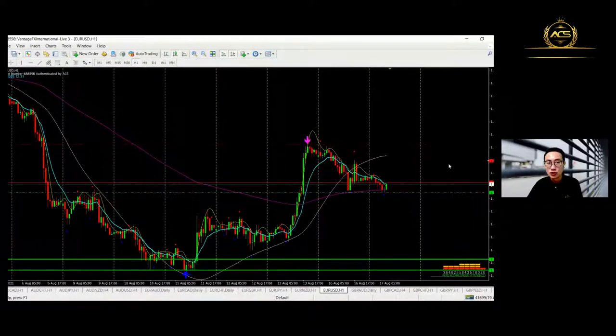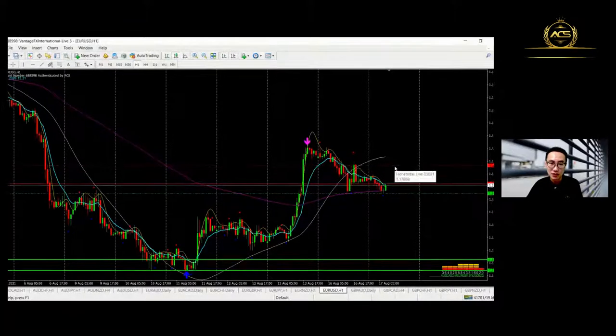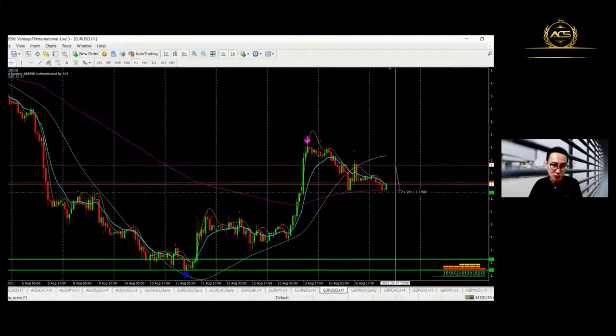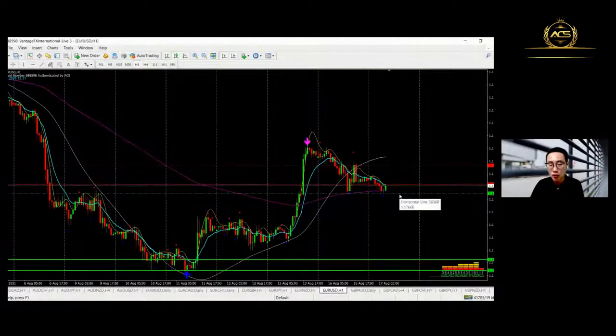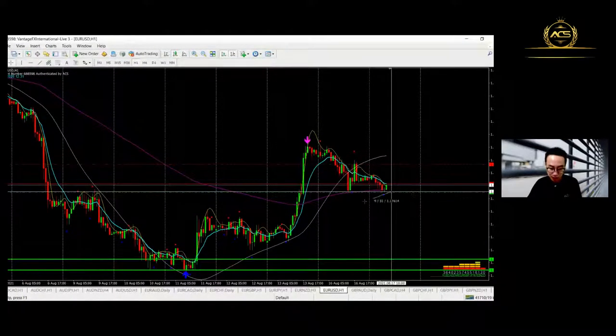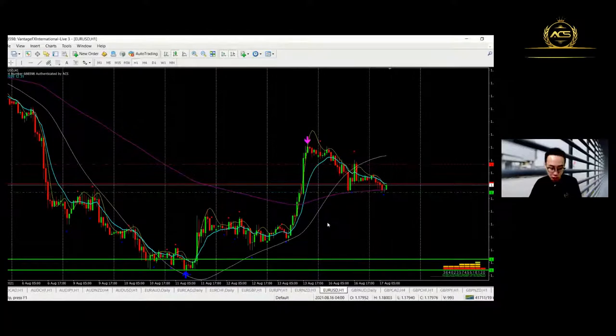Okay, so the resistance may be over here. So, after that, we may have about 20 pips of spread to go. Okay, we can actually expect it to break the support. Then we'll have more pips to go. All right. Okay, so Euro dollar, we can pay attention to that.